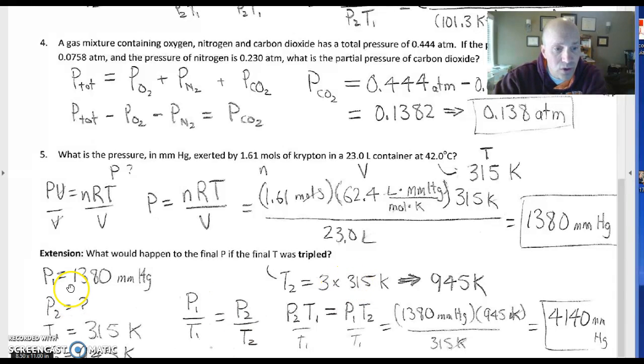So pulling the information out of the problem here, we've got P1 over T1 equals P2 over T2. That is the equation that results from these things being changed while everything else stays the same. And we get P2 equals this expression right here. Plugging the values in here will give us this as your final answer.